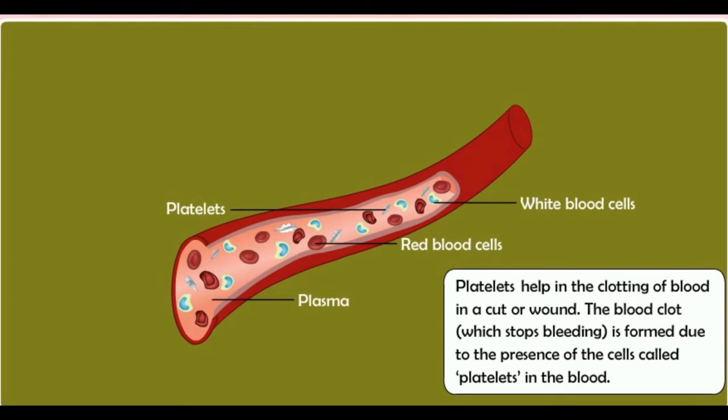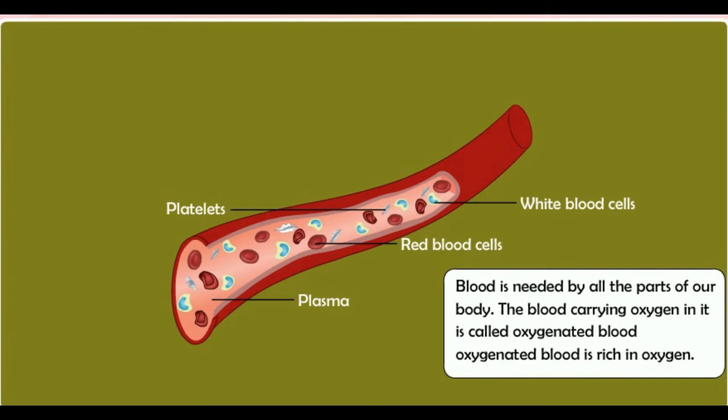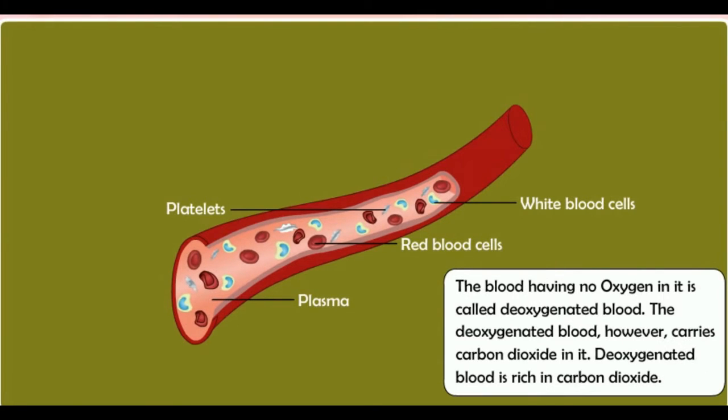The blood clot which stops bleeding is formed due to the presence of the cells called platelets in the blood. Blood is needed by all the parts of our body. The blood carrying oxygen in it is called oxygenated blood. Oxygenated blood is rich in oxygen. The blood having no oxygen in it is called deoxygenated blood. The deoxygenated blood, however, carries carbon dioxide in it. Deoxygenated blood is rich in carbon dioxide.